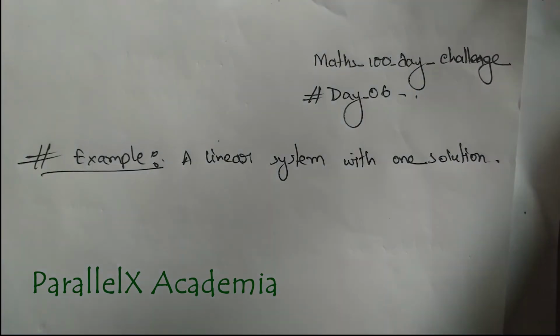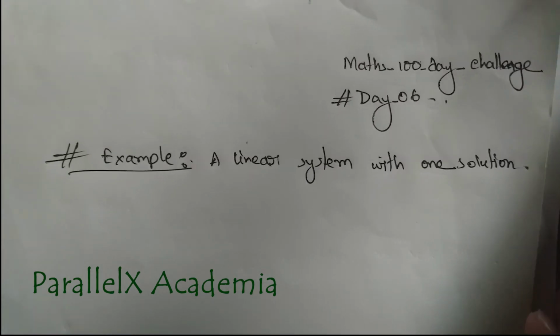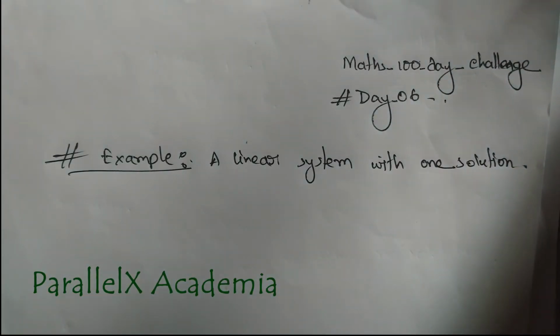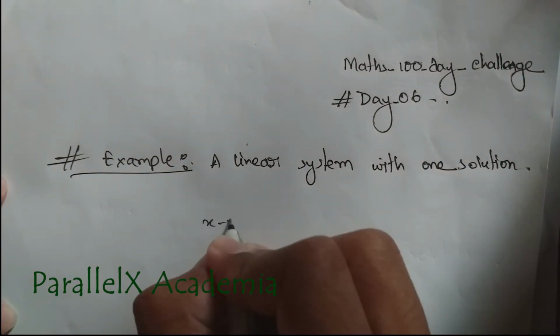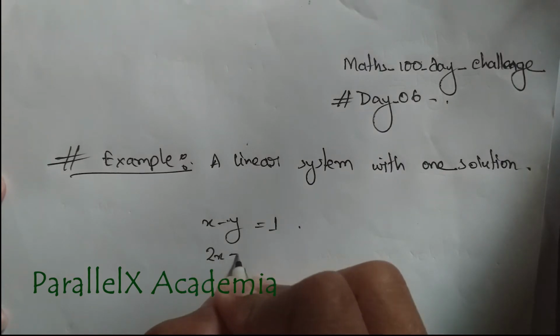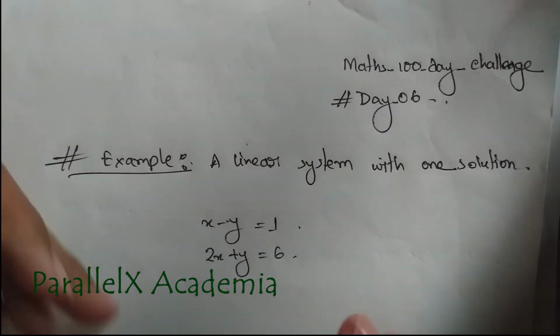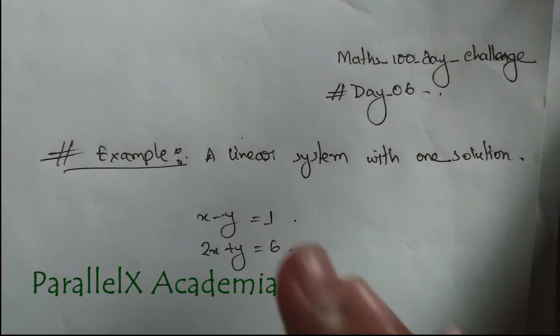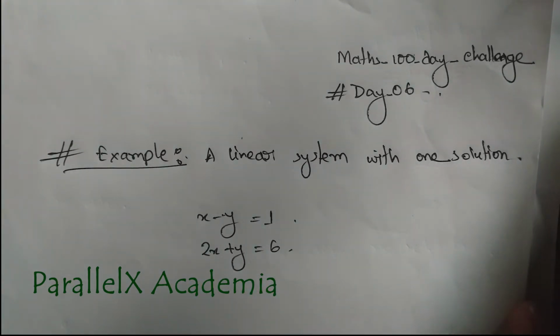I'm following the book Elementary Linear Algebra by Howard Anton. You can follow that book, and you'll find this on page number 5. So let's talk about the linear system with one solution. We have two equations: x minus y equals 1 and 2x plus y equals 6. These two equations represent a linear system.